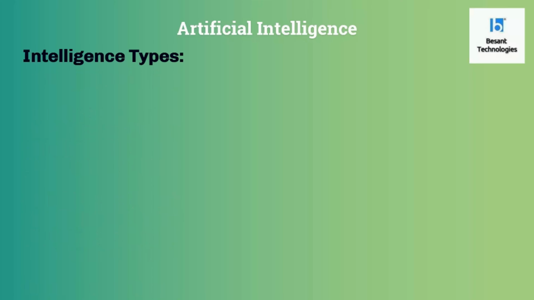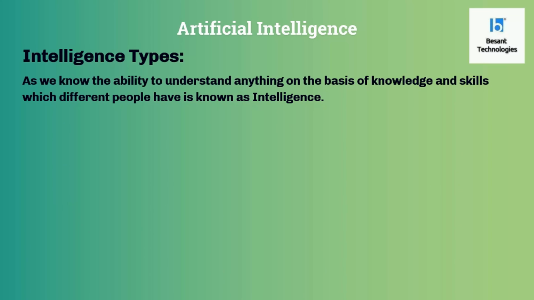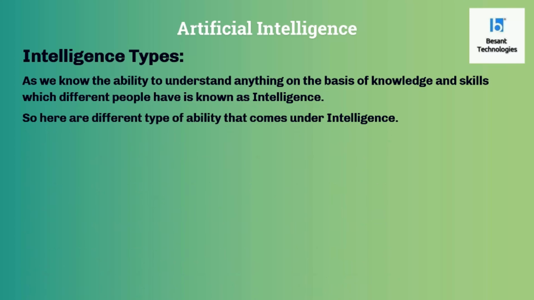Next, we'll go ahead and understand the intelligence types. Right now you can think about the human brain versus machines, and how this intelligence can be part of machines and part of the human brain. As we know, the ability of understanding something on the basis of knowledge and skills is known as intelligence. Here are the different types of ability that come under intelligence, and the first one is linguistic. Linguistic is a kind of intelligence type which has speaking, recognizing, and talking capability.